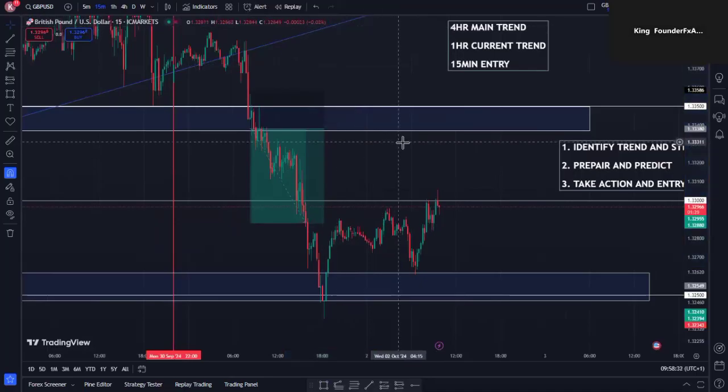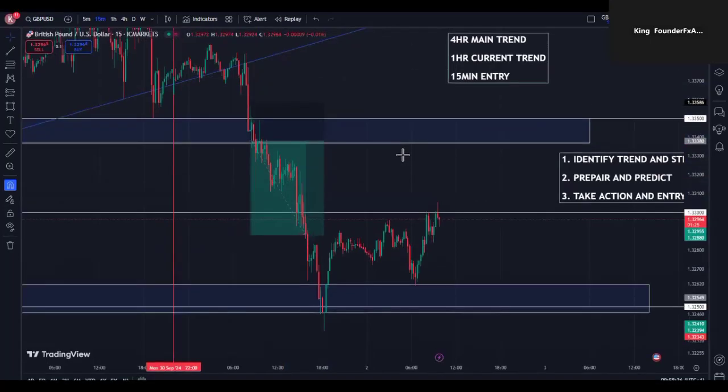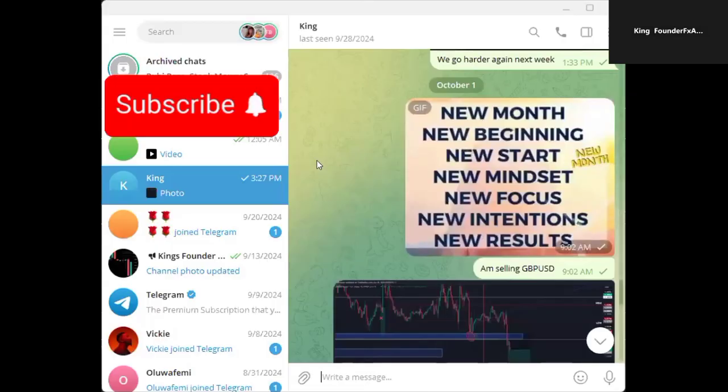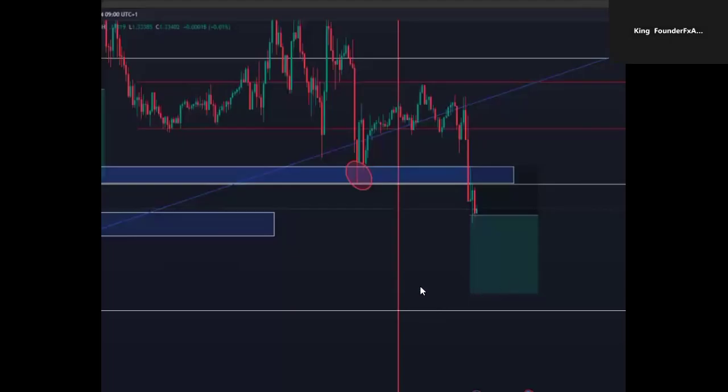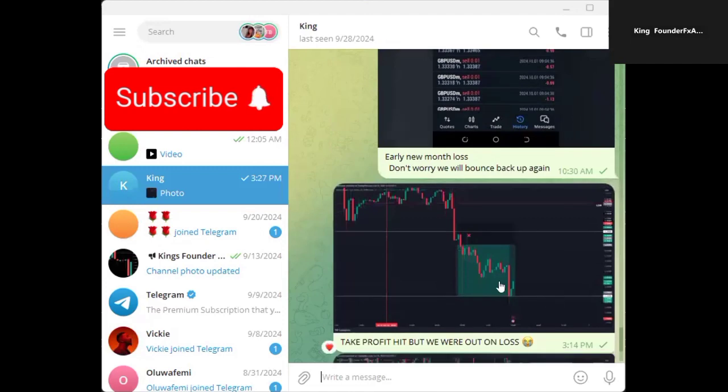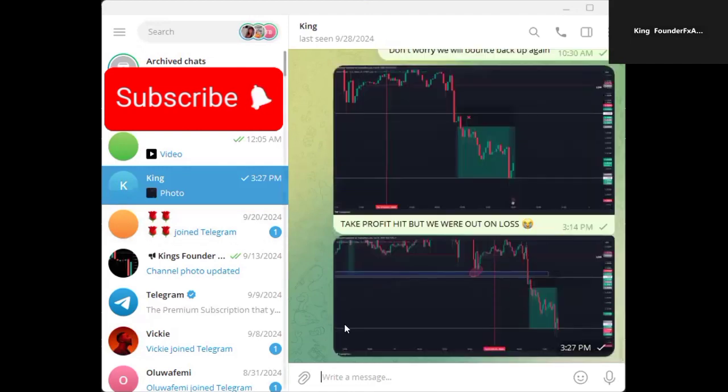Let me show you guys the Telegram channel where I sent this signal yesterday. So you can see, happy new month. You can clearly see this is where I sent this signal yesterday, and this is where I took my entry at the close of the engulfing candle, right? And you can clearly see this is where we got our take profit smashed.